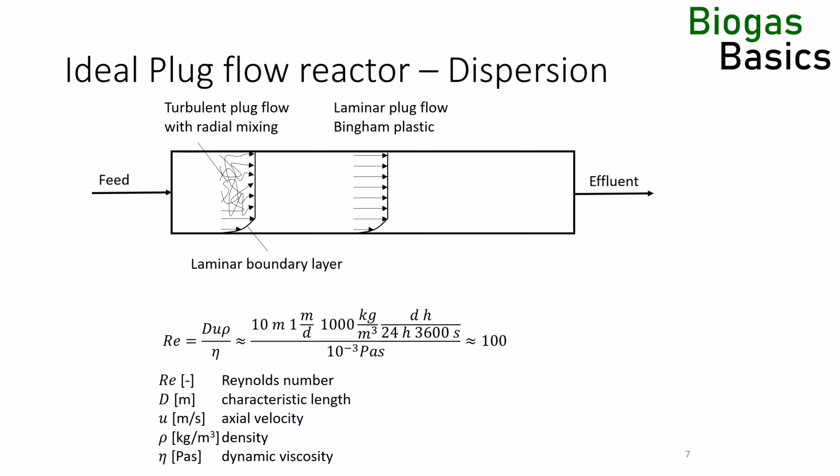Why is this important? A developed laminar flow is characterized by a parabolic flow profile. The velocity is zero at the wall, while in the middle of a circular pipe or at the top of an open channel flow, the peak velocity is twice the average velocity. Fluid elements travel with different velocities through the reactor and there is no longer a plug.